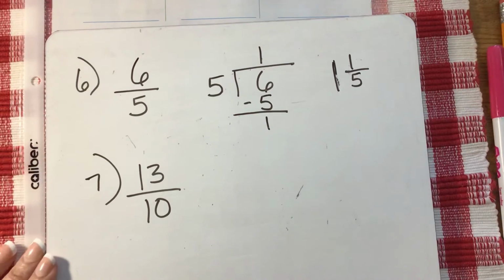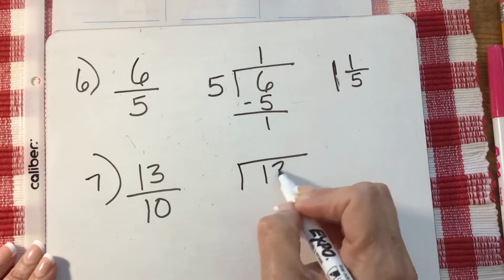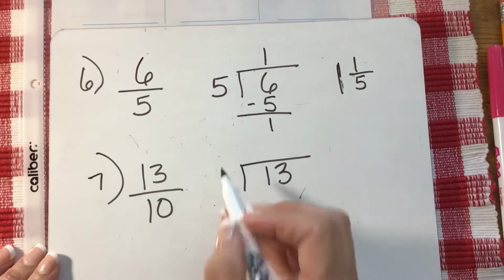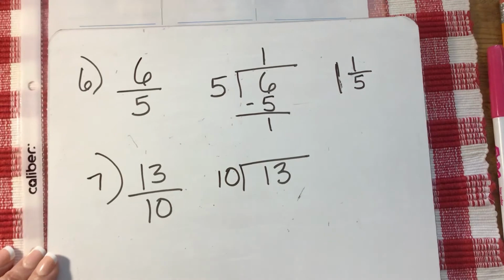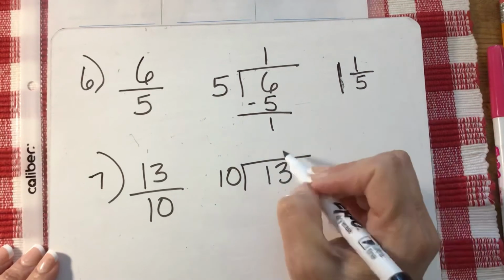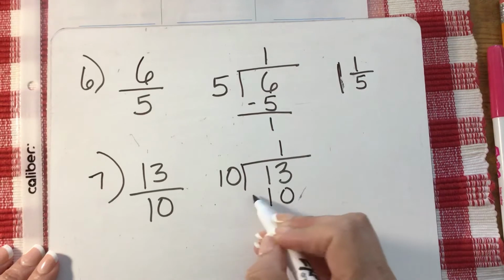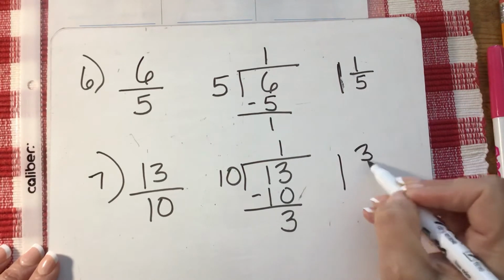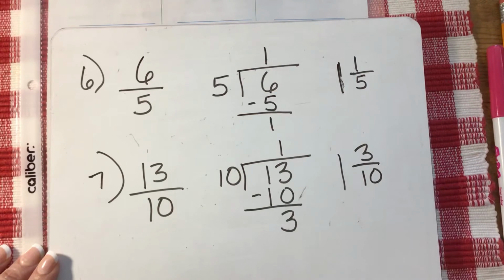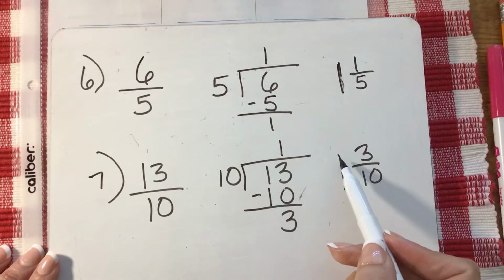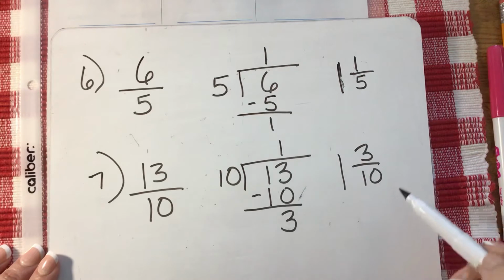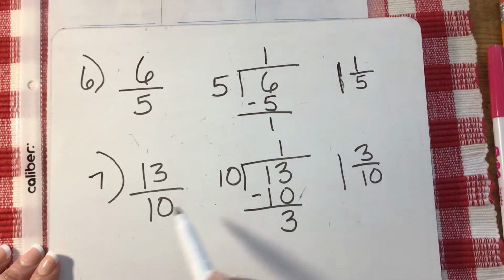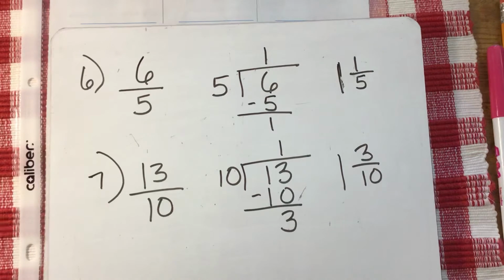Okay. Again, make sure you set it up correctly. 13 is my dividend. 10 is my divisor. 10 goes into 13 one time. Again, this is the tricky part. 1 3/10. 1 is my whole number. 3 is my new numerator. Your denominator does not change. It stays 10.